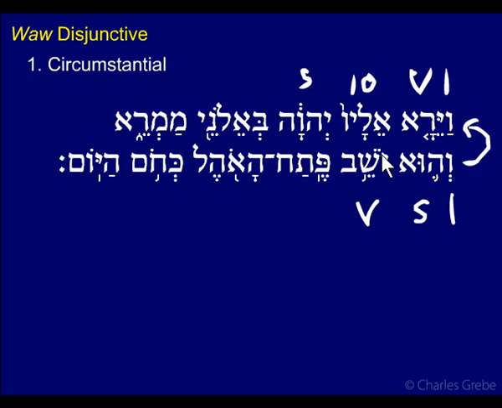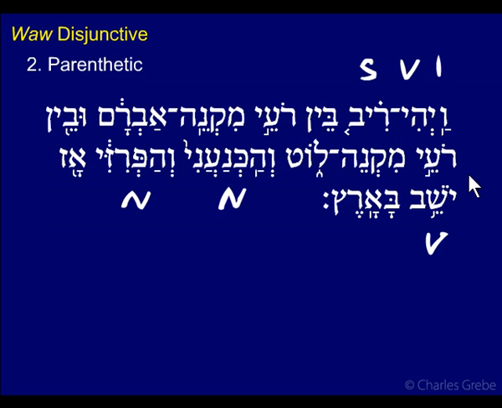The Lord appeared to him, Abraham, and this modifies it directly. This is a bit of a looser connection. Something was going on. There was quarreling between these two groups, and it was at the time when the Canaanites and the Perizzites were living in the land. Not a lot of difference between circumstantial and parenthetic, but maybe a little bit.